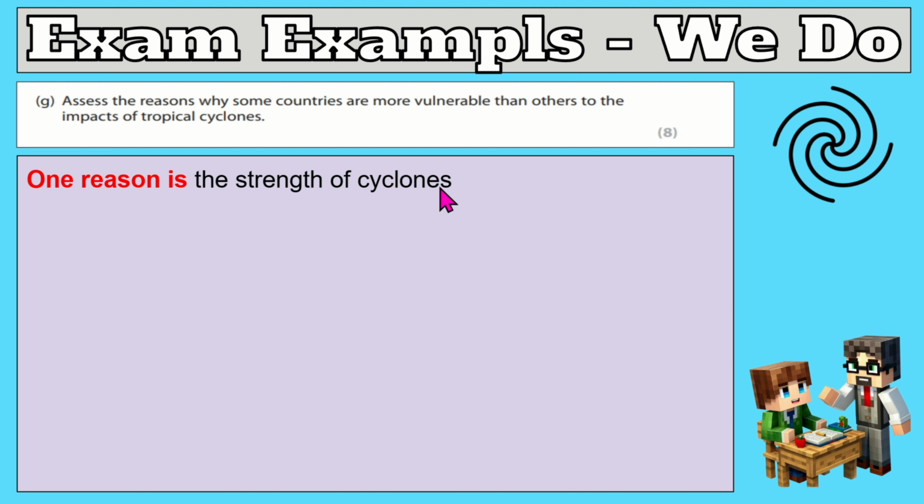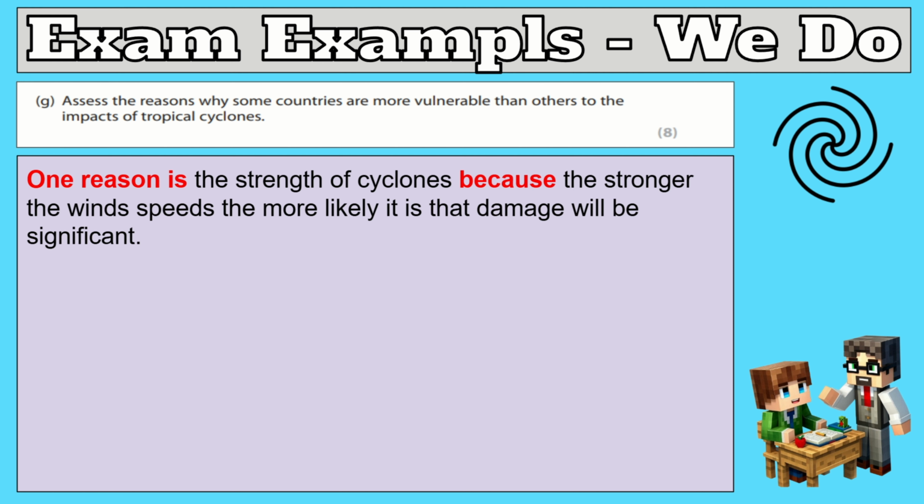Because, pause the video now and try and finish the sentence by saying because. So start writing by saying because, and then tell me why strength of the cyclone is important. Okay, I will assume that you paused the video and you're done, and we will continue. Because the stronger the wind speeds, the more likely it is that damage will be significant. So there's that word significant again. Wind speed, more wind, stronger winds equals more damage.